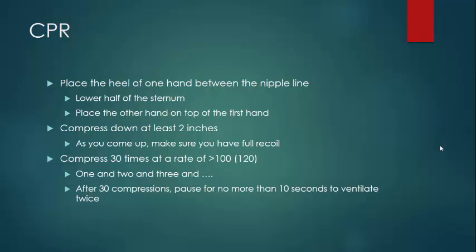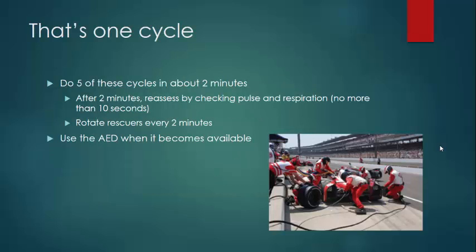In fact, if you don't have a mask, if you don't have a barrier of some sort, it's actually better that you don't do any mouth-to-mouth and you do continuous compressions until other help arrives. You're going to do 5 of those cycles. 30 to 2 is 1 cycle. You're going to do 5 of those cycles in about 2 minutes. After 2 minutes, after your 5th cycle, you reassess by checking the pulse. At the same time, respirations, no more than 10 seconds. Then it's time to rotate the rescuer.